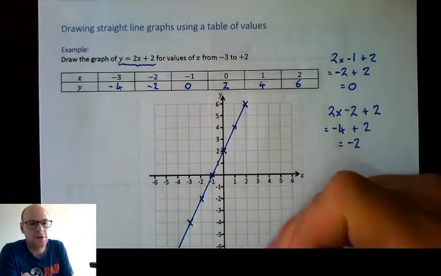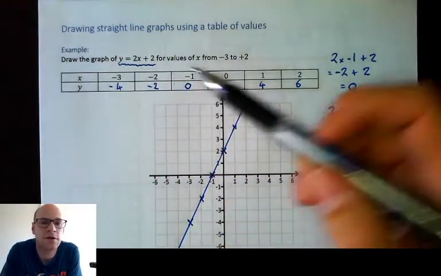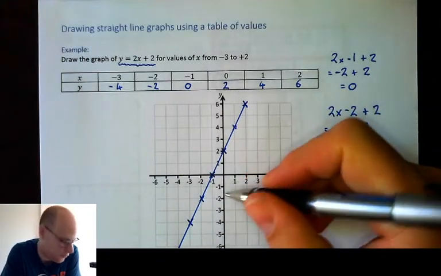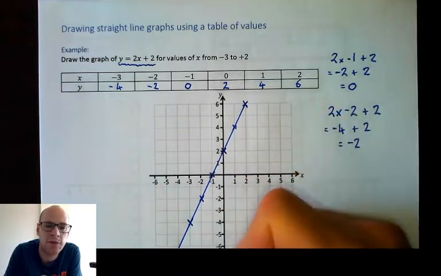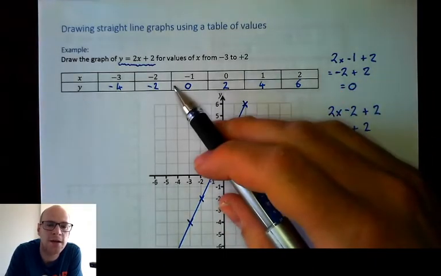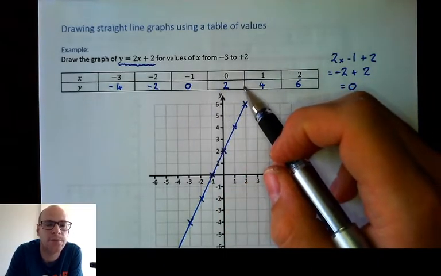Because it needs to be a straight line. It says we're drawing straight line graphs. There's my straight line. If one of your values is up here, or even worse, up here, and all the others make a straight line, then you know you've made a mistake in the table, so you're going to go back up and check that one.